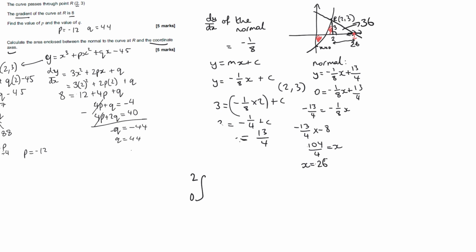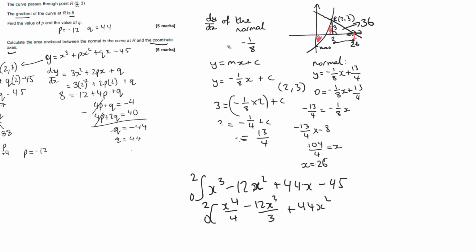Okay, so I'm going to draw my definite integrals and then the equation. This time, because we already worked out what P and Q are, rather than plus px squared, it's going to be minus 12x squared. And we worked out what Q is, it was plus 44x minus 45. Okay, so we need to integrate. So now if we integrate, then we get x to the 4 over 4 minus 12x cubed over 3 plus 44x squared over 2 minus 45x.